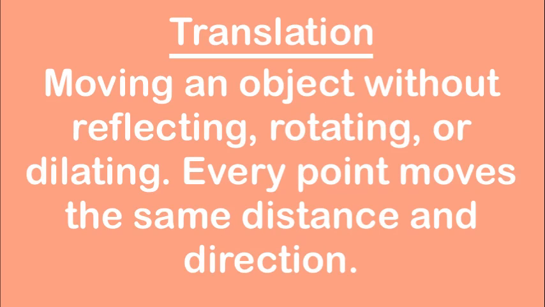Translation is moving an object without reflecting, rotating, or dilating. Every point moves the same distance and direction. You can combine a translation with the other types of transformations, but if we are talking only about a translation, it is simply just a movement left or right and/or up or down.